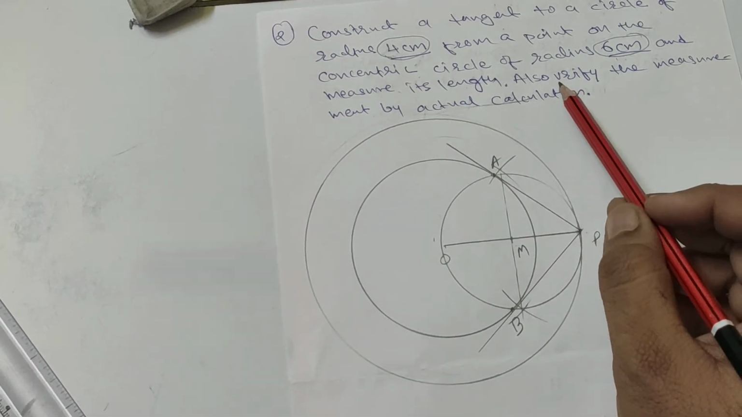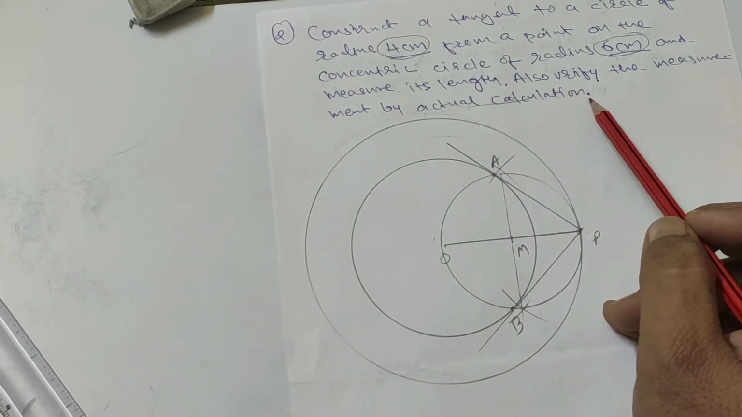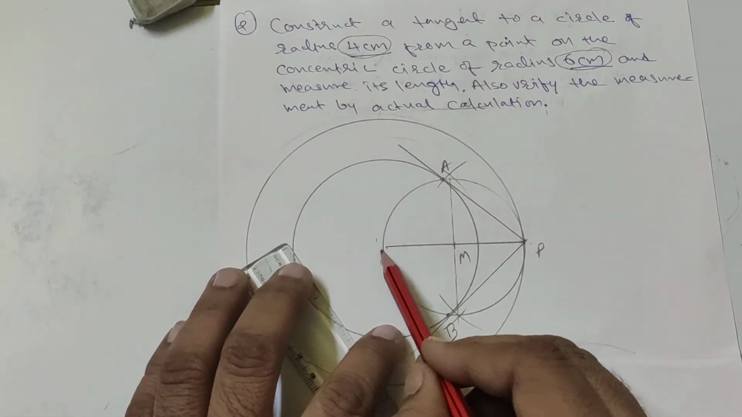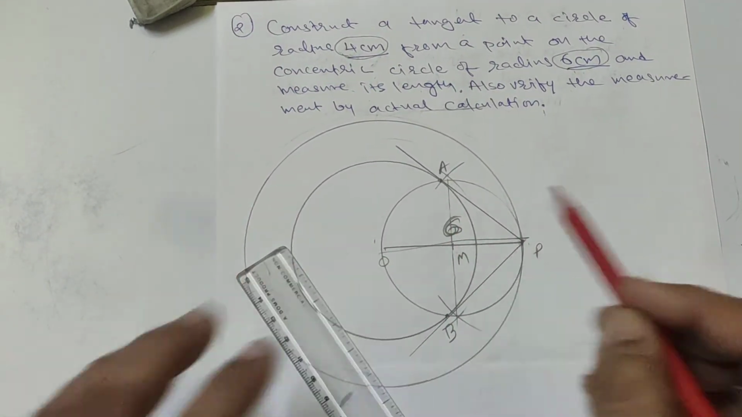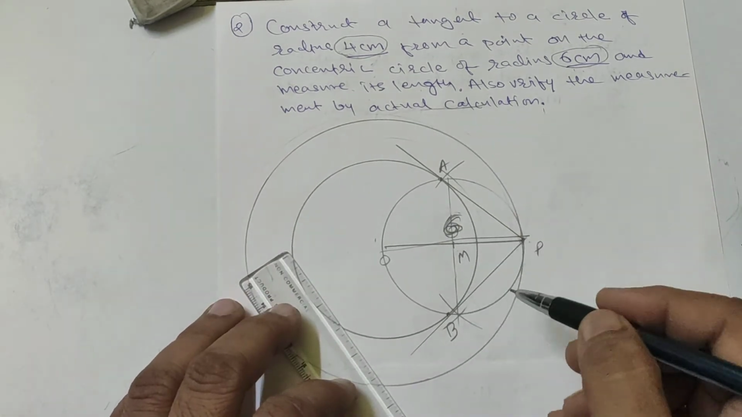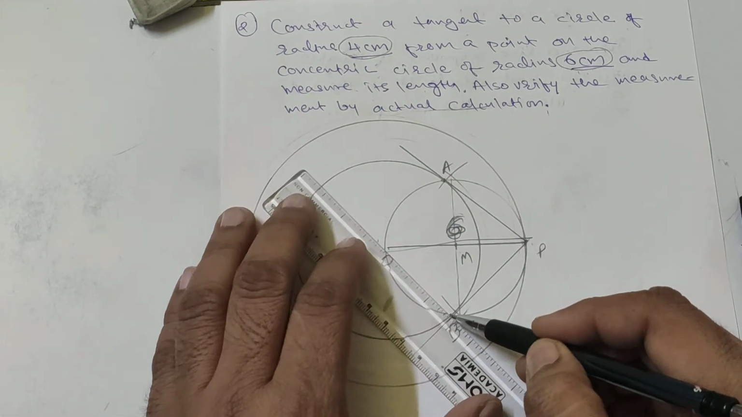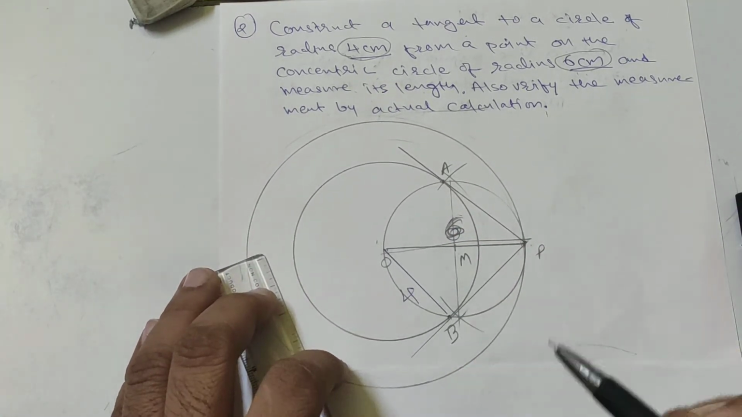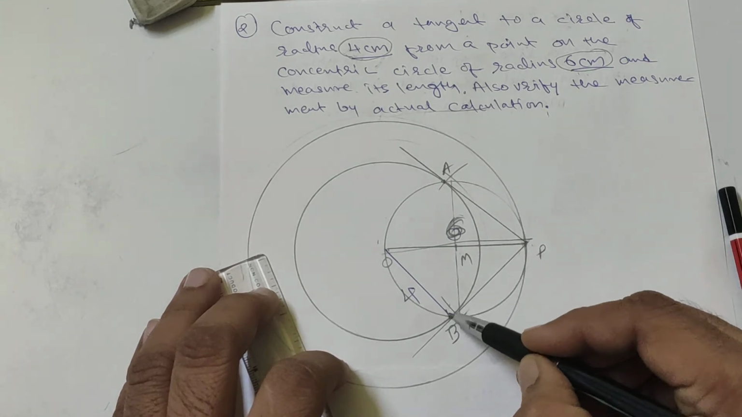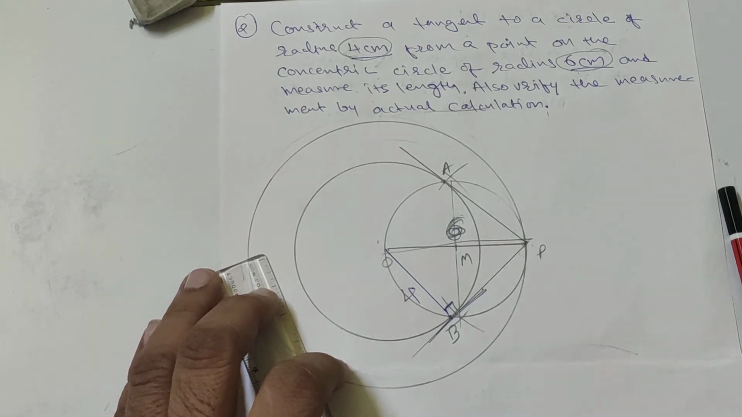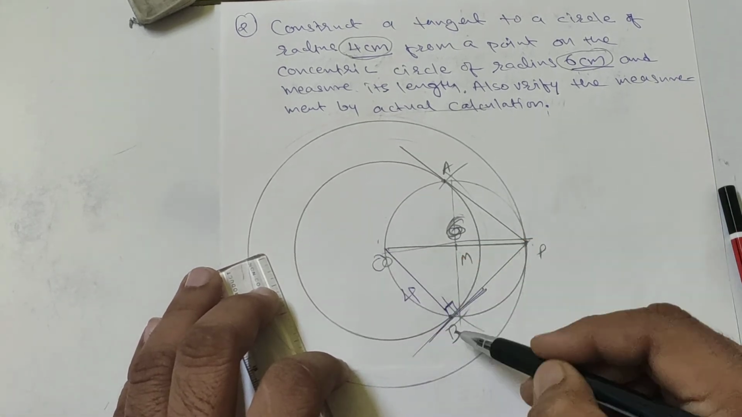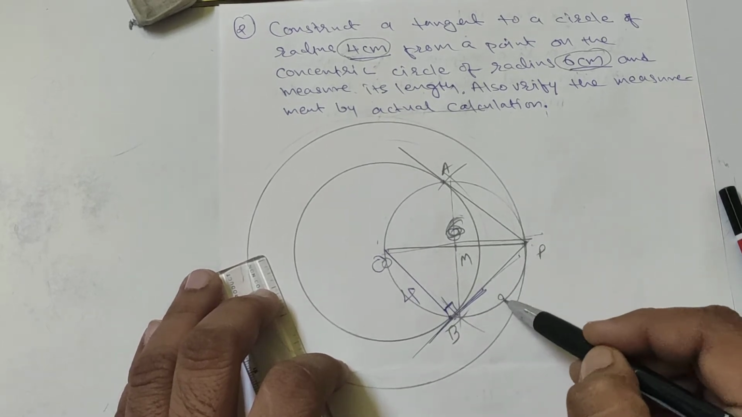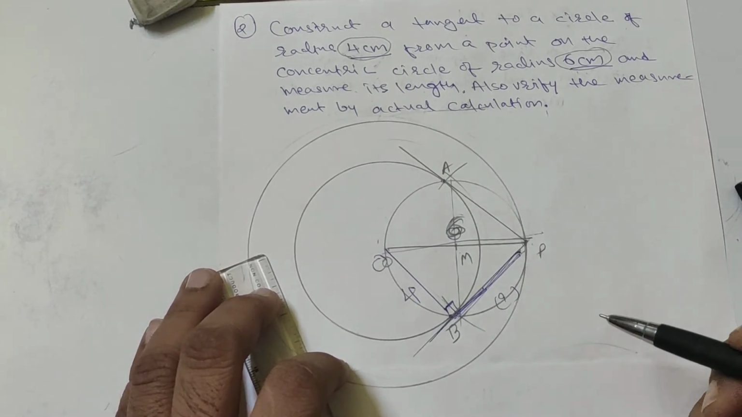You are also asked to verify the measurement by actual calculation. If you really want to make that calculation, you know that this distance is 6 centimeter. This is 6 centimeter. You also know that this is my radius of the inner circle, which is 4 centimeter. And you also know that this radius and tangent are mutually perpendicular to each other. So by using the Pythagoras theorem, OP square is equal to OB square plus PB square, you can find out the length of the tangent.